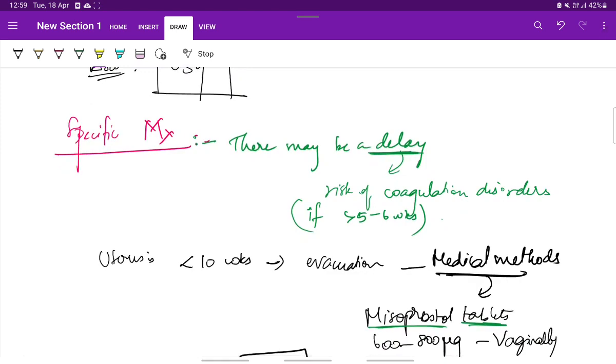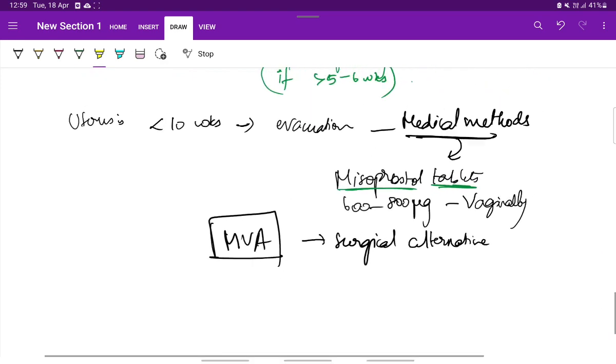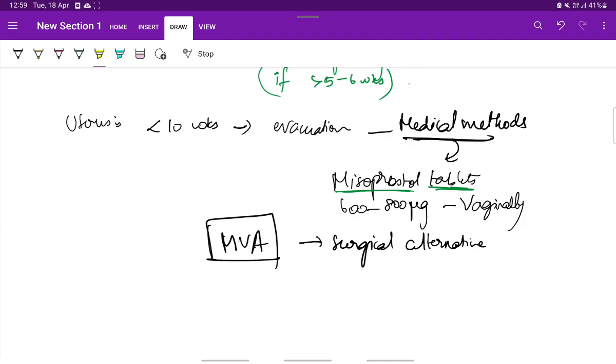Specific management: all missed abortions will eventually be expelled, but there can be a delay. If this delay occurs, there is a risk of coagulation disorders. So the products of conception should be evacuated within 5 to 6 weeks. If it exceeds 5 to 6 weeks, there is a risk of coagulation disorders. If the uterus size is less than 10 weeks of gestation, then we can perform evacuation by medical methods, which include misoprostol tablets 600 to 800 micrograms inserted vaginally, and a surgical alternative to this is manual vacuum aspiration. So this is about complete abortion and missed abortion.